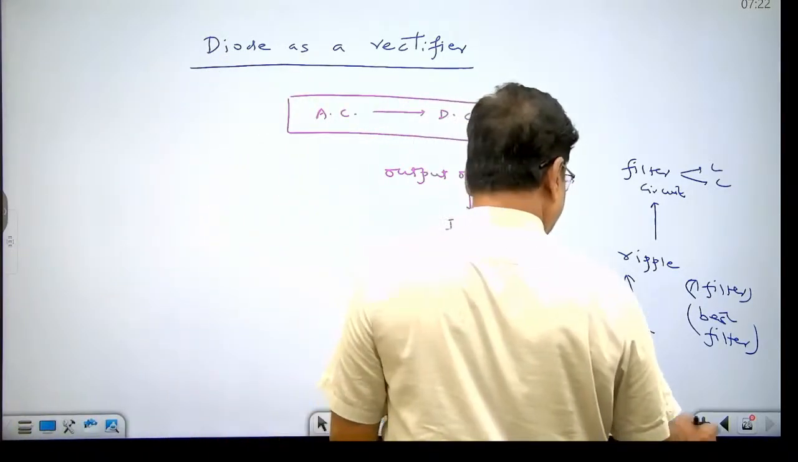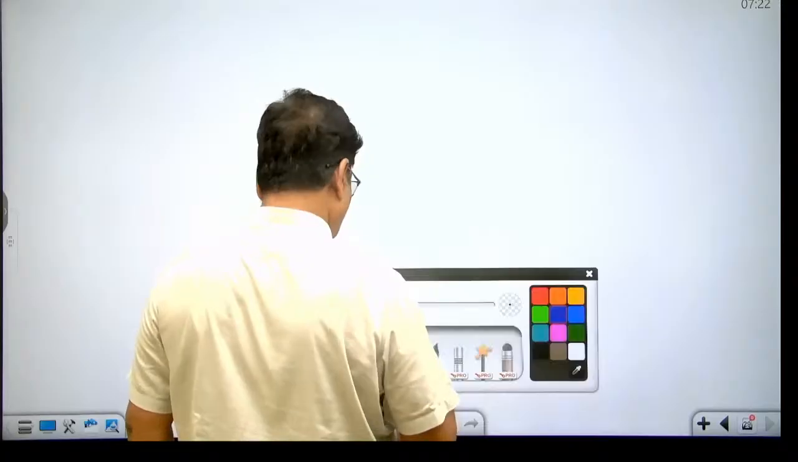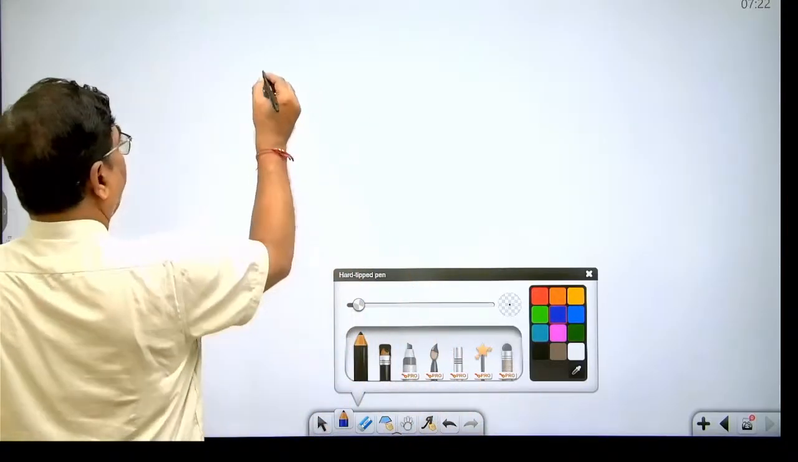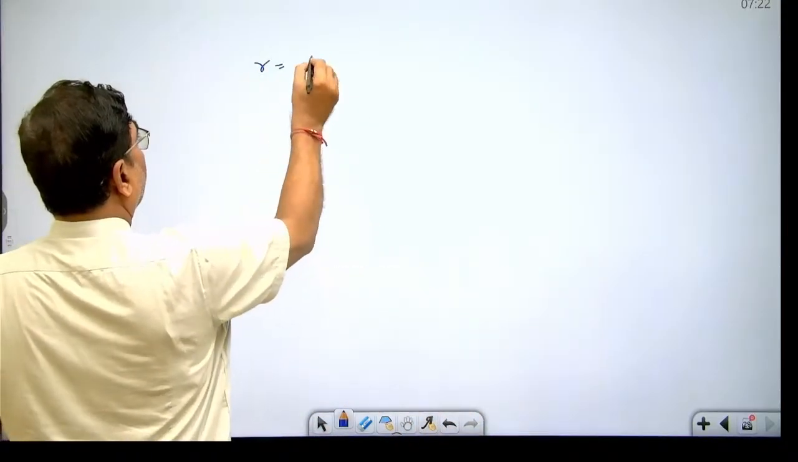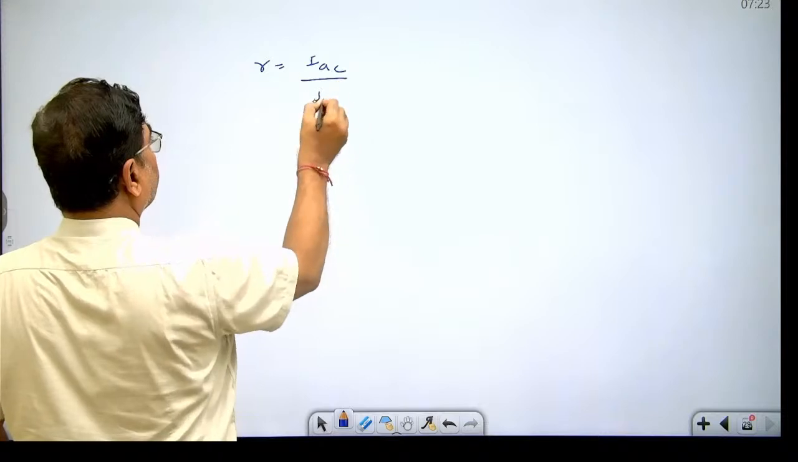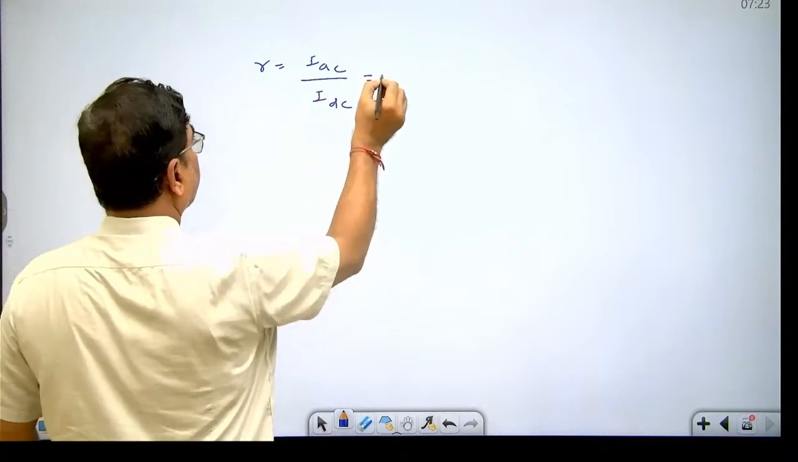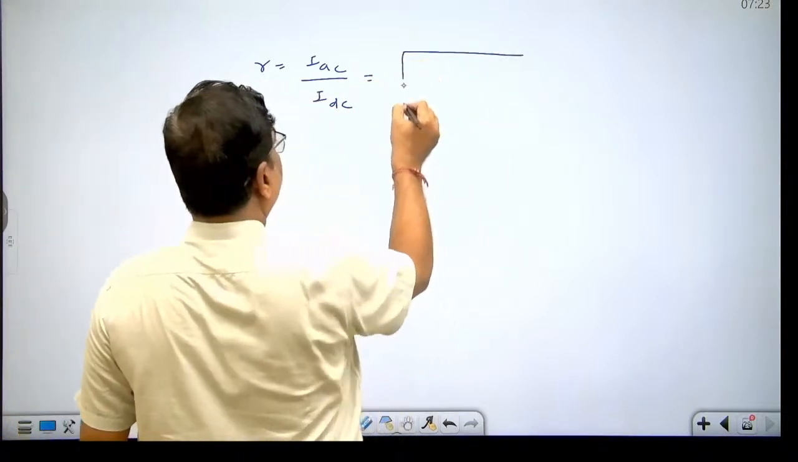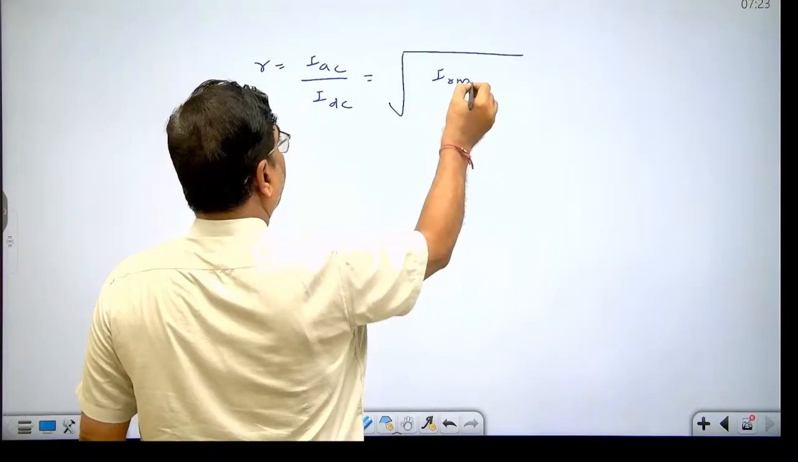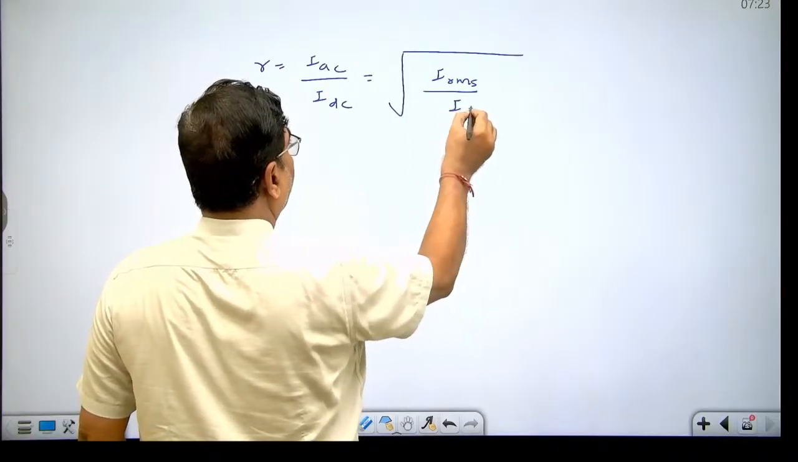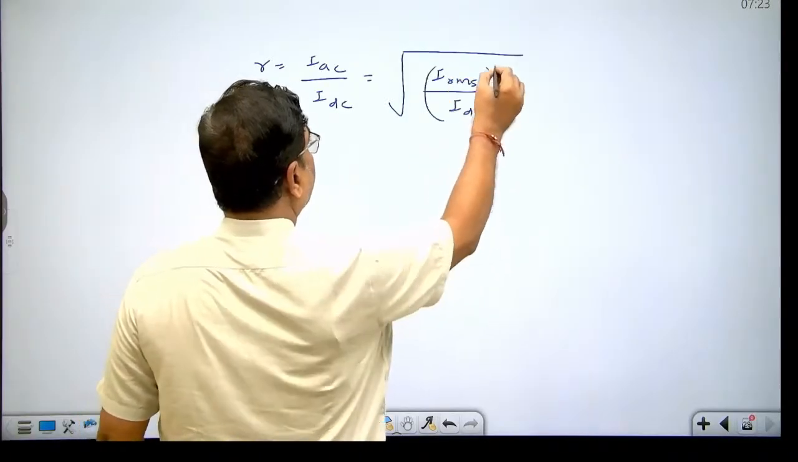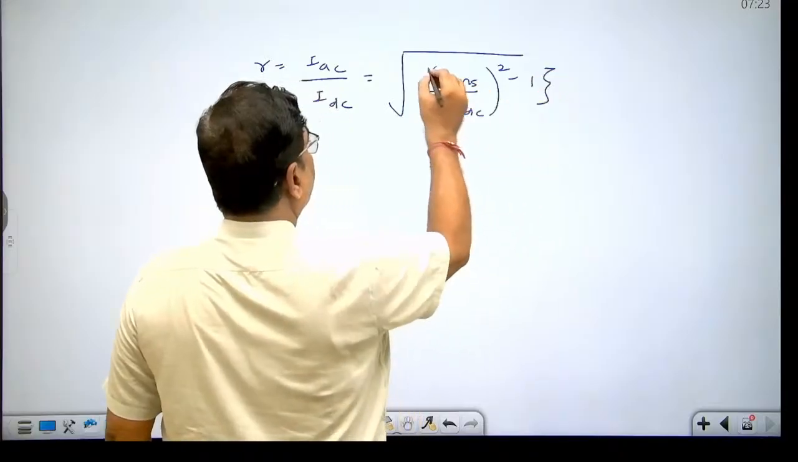Now, dear student, let's learn about ripple factor. Ripple factor is written as IAC upon IDC. This can be written as the square root of (IRMS upon IDC) whole square minus 1. How?